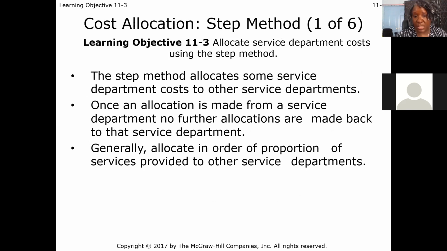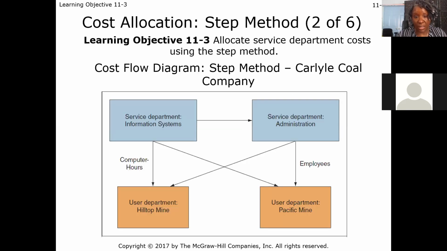And as I mentioned, the step method allocates some service costs to one department and then in a step manner to other departments. And again, the most important thing is the order of the proportion of the services. The most services that it provides to a department is allocated first, and then any remaining costs to the other departments in an incremental way.